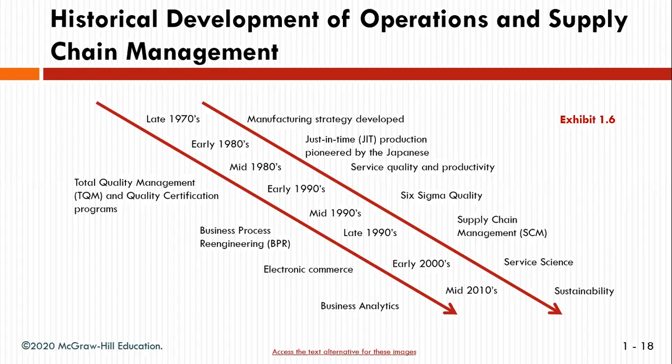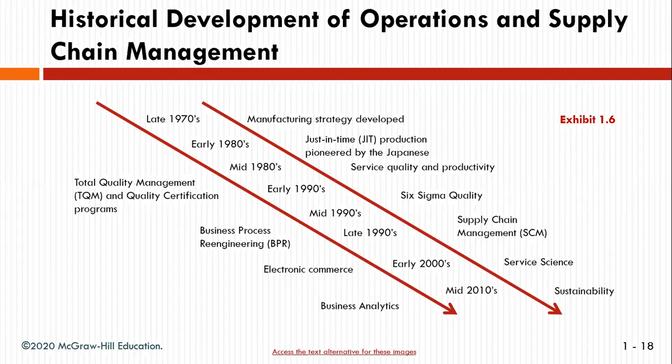But overall, the history of development of operations and supply chain management started probably in the early days, in the 1800s, but in this book we will touch on subjects after the 1980s.